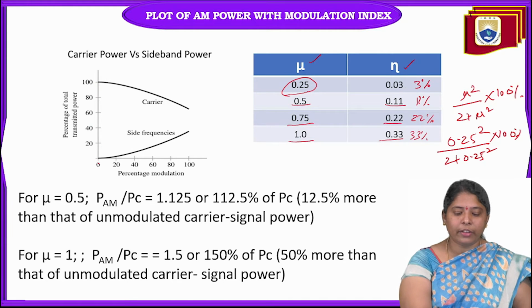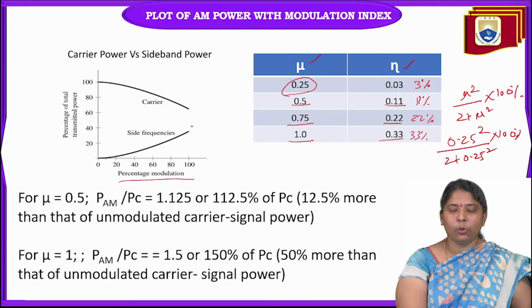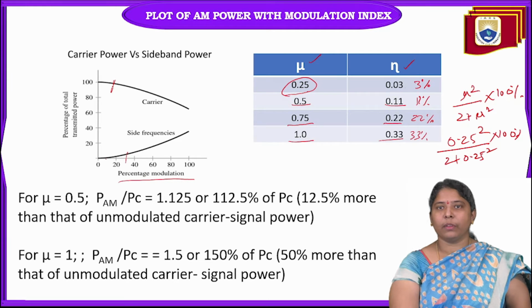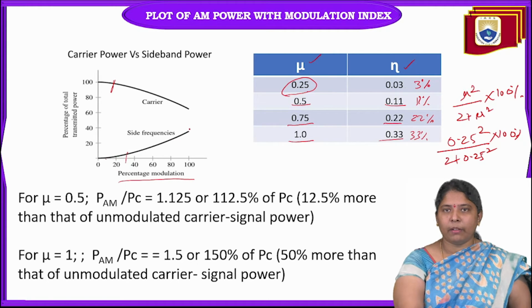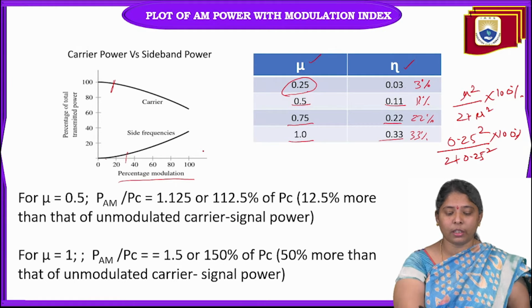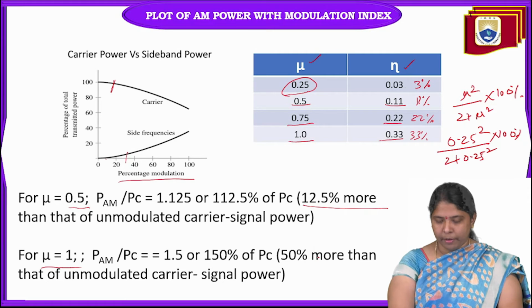So this graph indicates that when the modulation index increases, sideband power increases and carrier power decreases. For mu value 0.5, we have 11% sideband power but 89% carrier. When sideband power increases, carrier power decreases. This is the meaning of that graph. For mu equal to 0.5, only 11% is useful. For mu equal to 1, only 33% is sideband power.